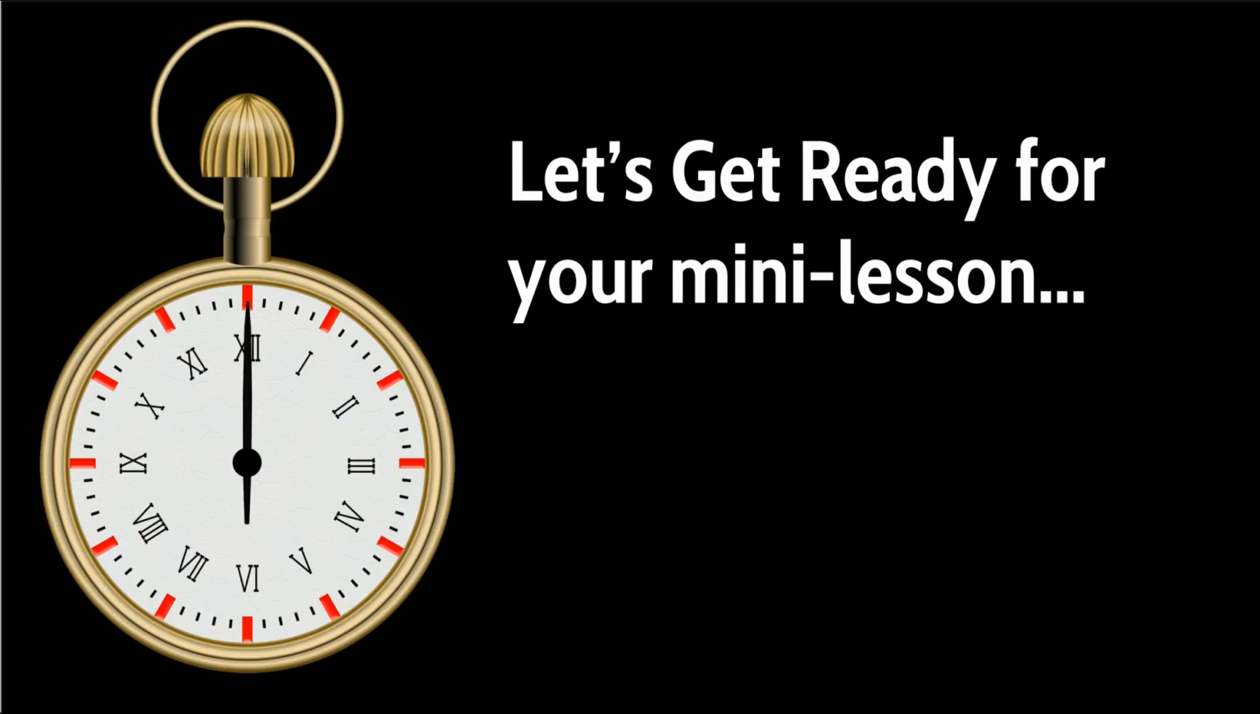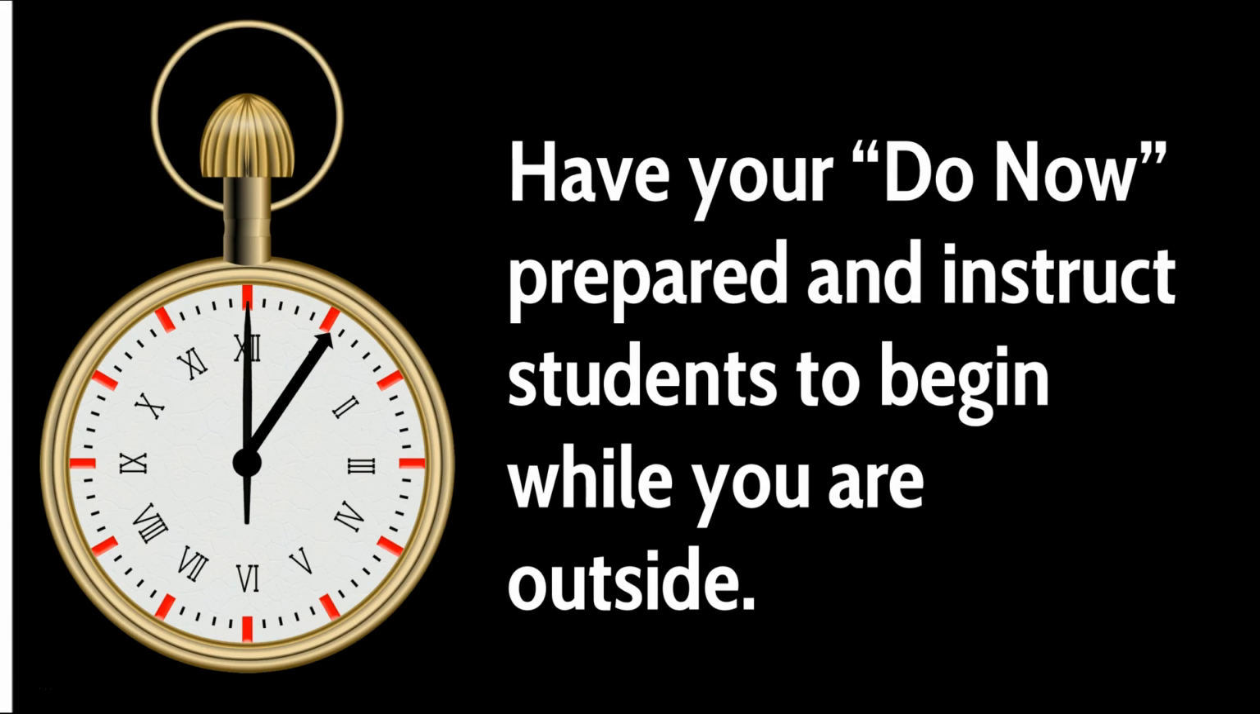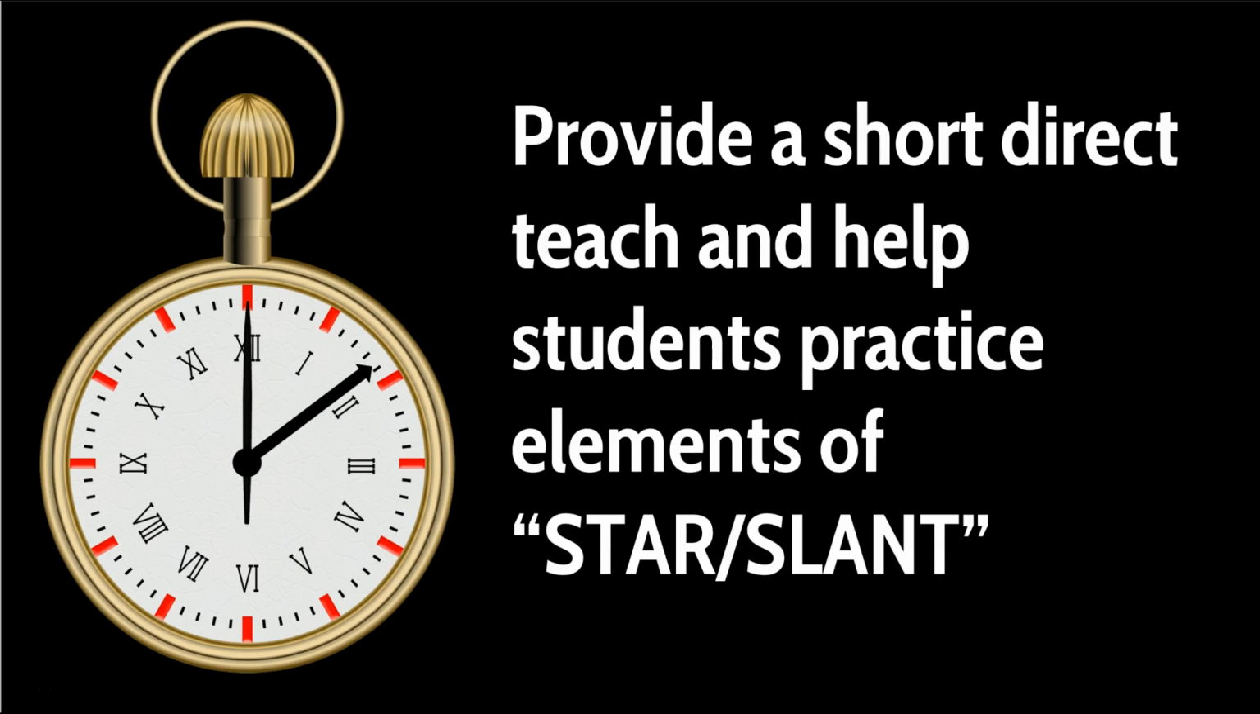To prepare you for your mini lesson, let's do a quick review. Remember that your mini lesson starts in the hallway outside the room with threshold. Once you're at the threshold, have your do now prepared and instruct students to begin while you're outside. Once the last student enters a room and the students are working on the do now, use this opportunity to provide a short direct teach and help the students practice elements of star or slant.